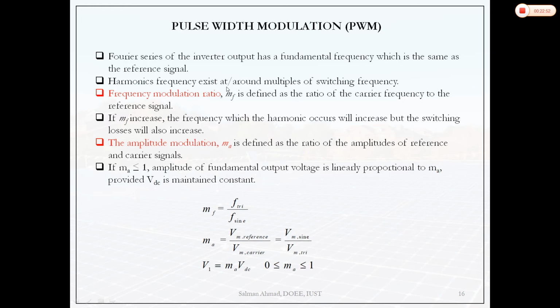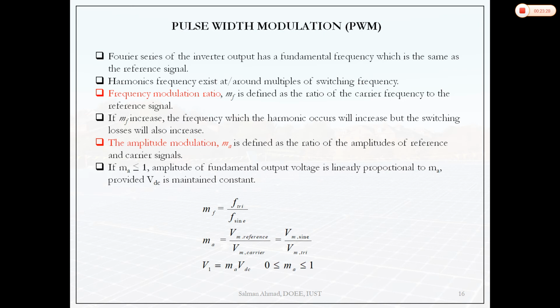Now there is certain terminology that you must be aware of. These are important terminology in pulse width modulation of an H-bridge inverter. The Fourier series of the inverter output has a fundamental frequency which is the same as the reference signal. Harmonic frequency exists at around multiples of the switching frequency. If the switching frequency is say 10 kilohertz, then the harmonics will be shifted to 10 kilohertz, 20 kilohertz, 30 kilohertz, multiples of that. So this is the advantage.